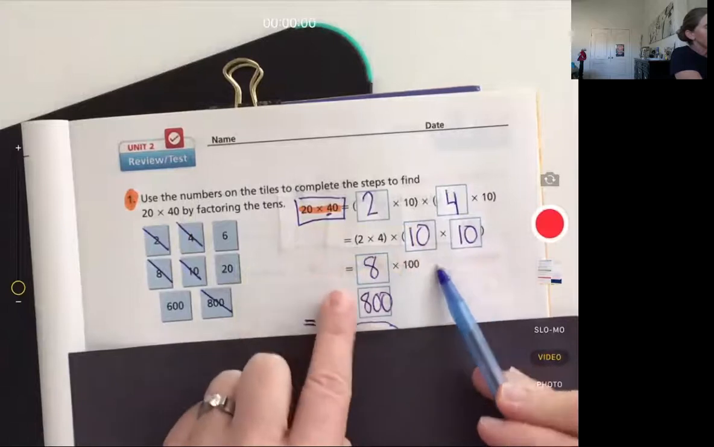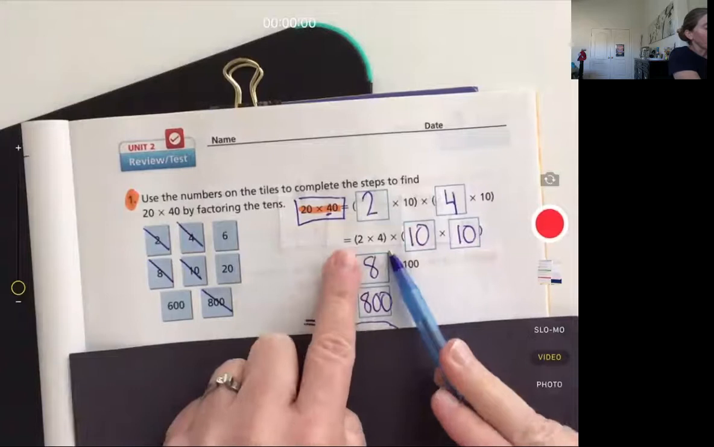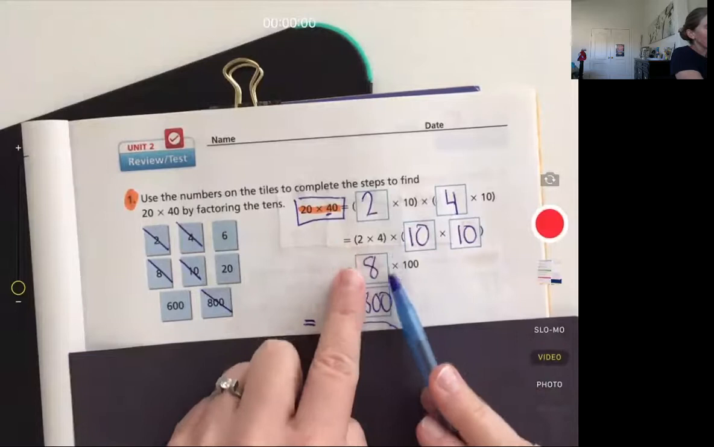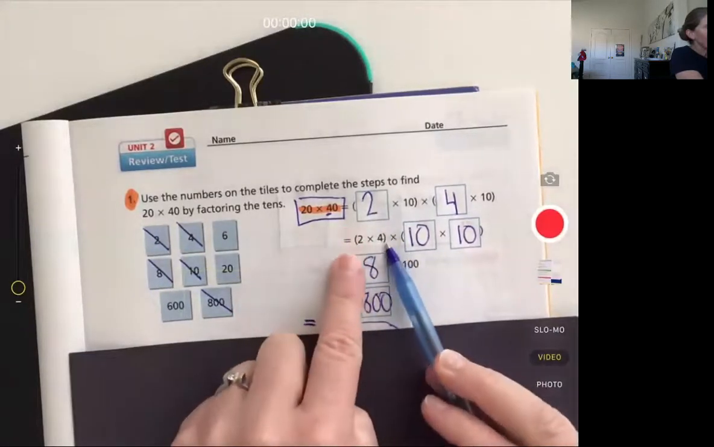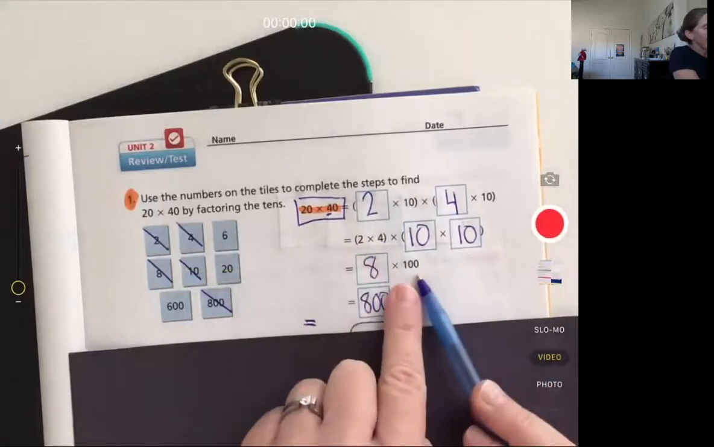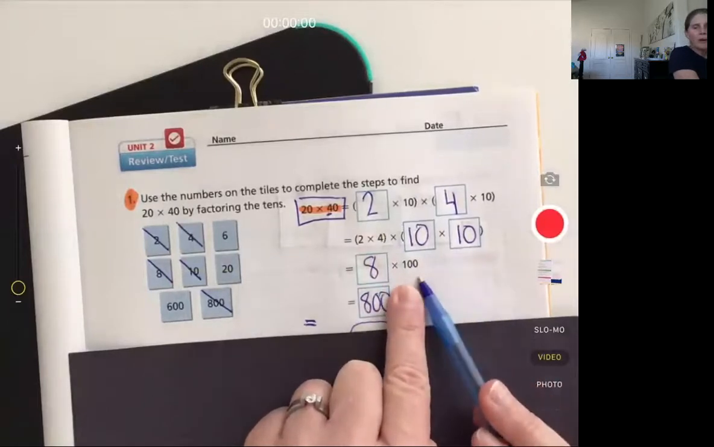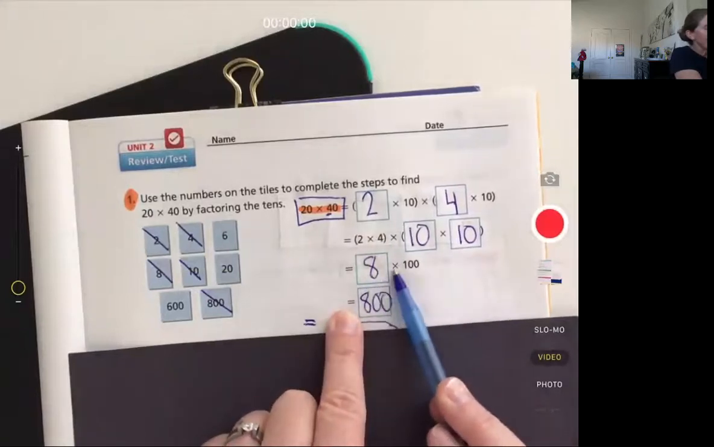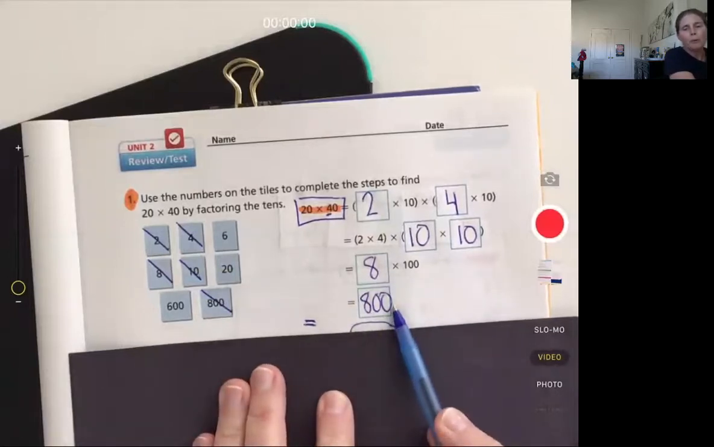Okay. Moving on down, we're condensing. That means we're making our problem smaller. We're starting to solve now. Okay. 2 times 4, that's 8. That's how we got this number. Remember, anything in parentheses, we have to do first. They kindly did the 10 times 10 for us, and that's a good check. We know that's 100. Final step, we solve. 8 times 100 comes up to 800 as our final product.